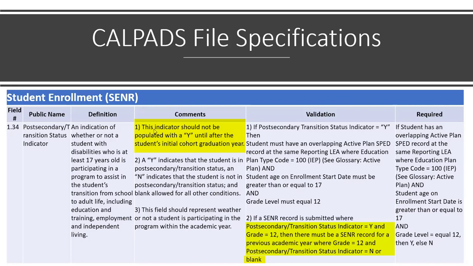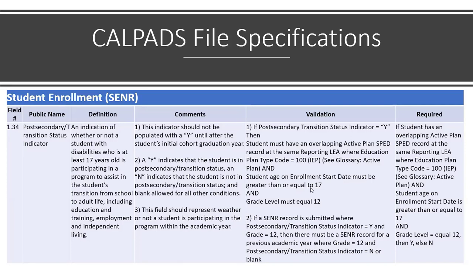The comments number 1, the indicator should not be populated with the Y until after the student's initial cohort graduation year. So the first year the student is grade 12 and that initial cohort graduation year, you would want to populate that with an N or blank. And that would largely depend if that student is of age. You wouldn't populate it at all if it wasn't for a student with an active special education plan.